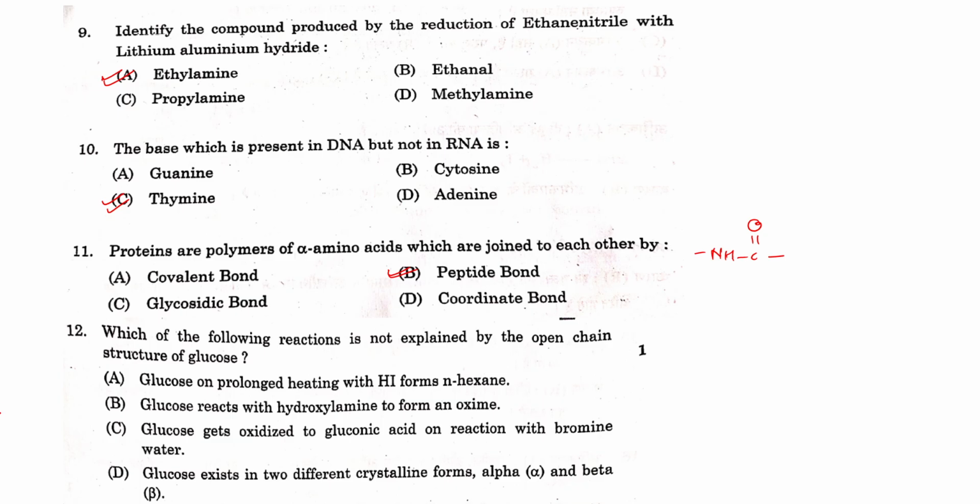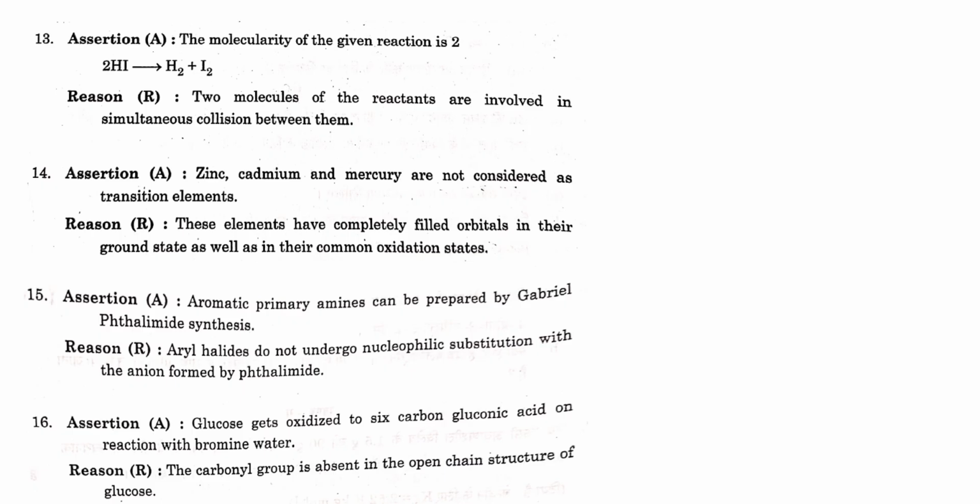In this case, again, question number 12, option D is correct because this is a case of mutarotation. Mutarotation means change in a specific degree of rotation. So this is exhibited by alpha and beta, two types of anomers.